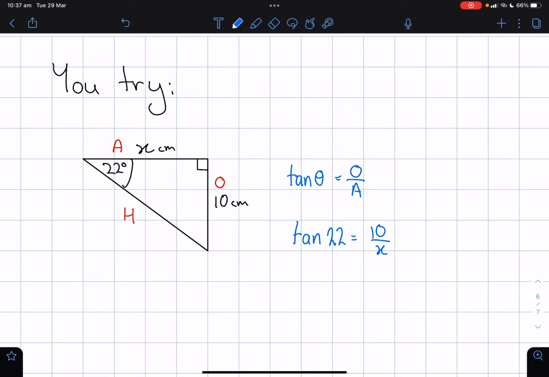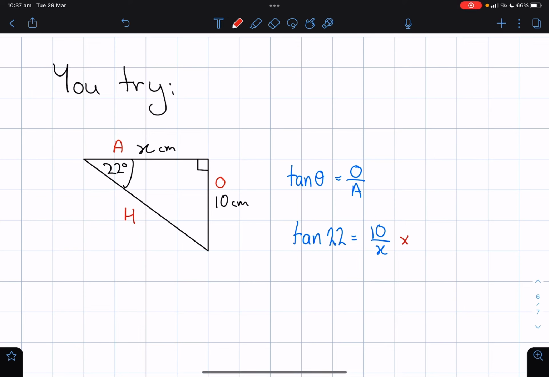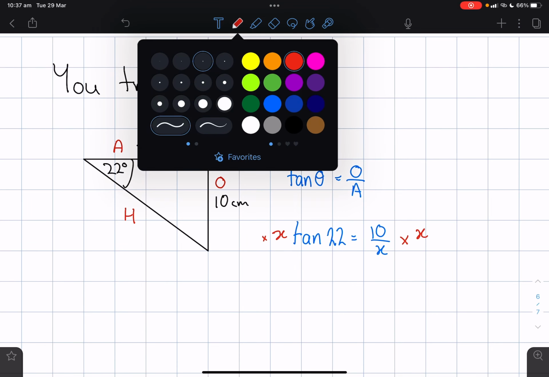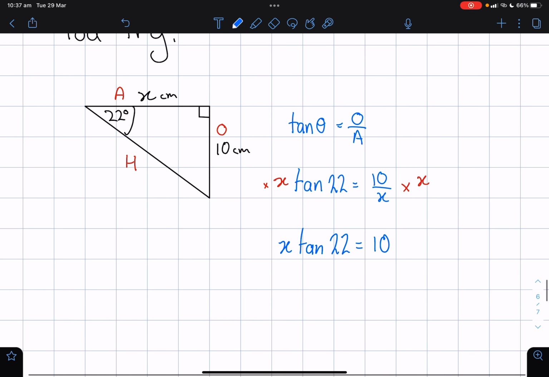This is a little bit different to the example that I showed above. Our x is on the denominator, but the process is still the same. So we're going to multiply both sides by x. This is going to get 10 by itself on the right-hand side. So we've got x times tan of 22, and that is equal to 10.